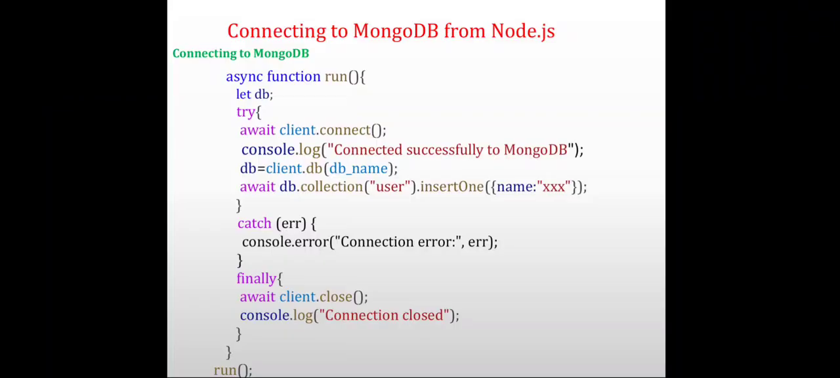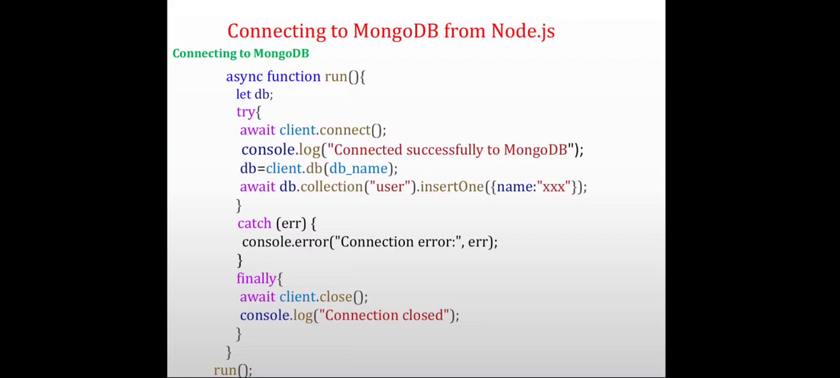Now we define an asynchronous function named run. Database operations usually take some time because they involve communication with an external database server. So instead of making the entire application wait, JavaScript provides async and await keywords to perform these operations asynchronously. This makes the code easier to read and ensures that each operation completes before moving to the next step.